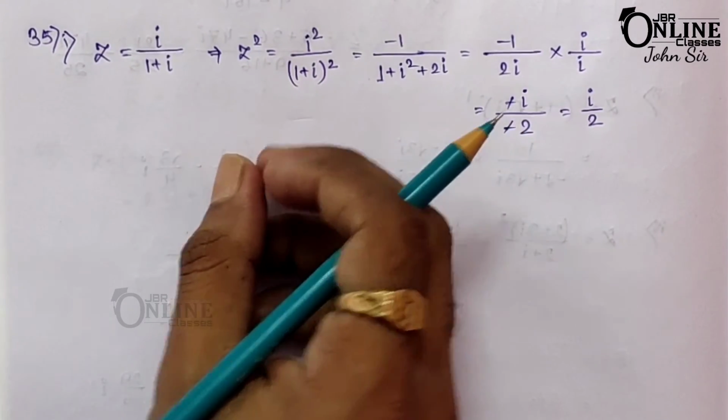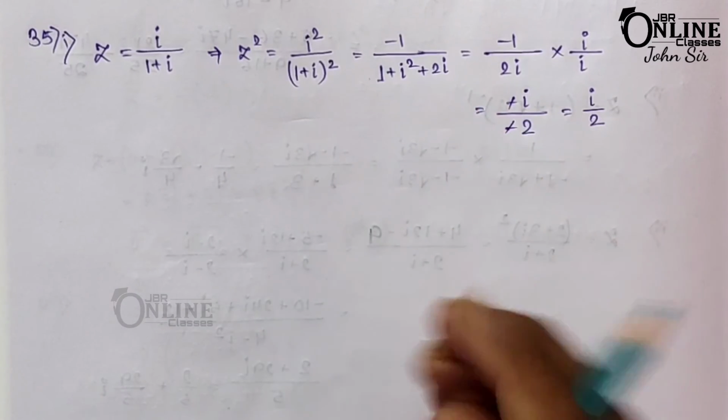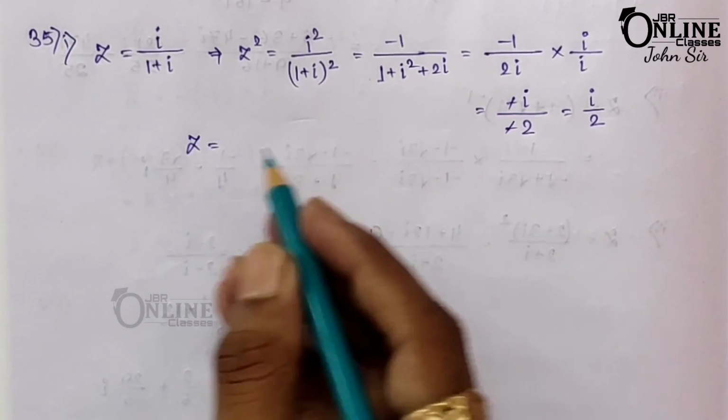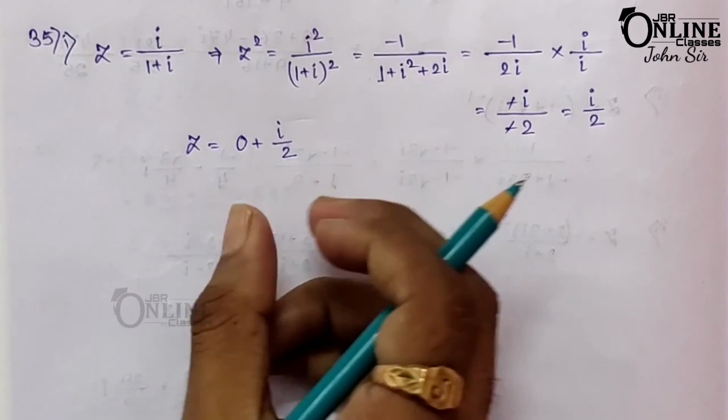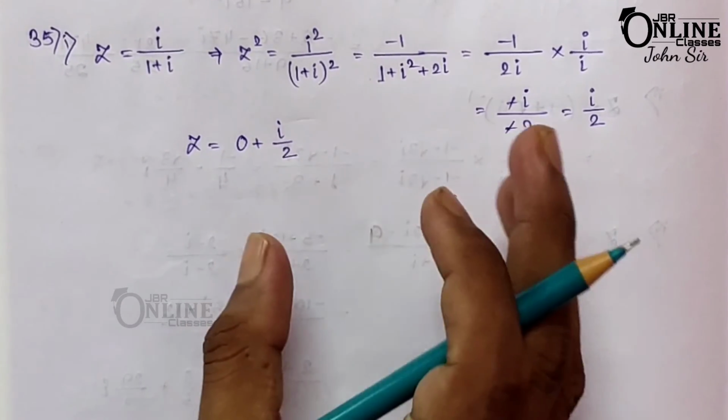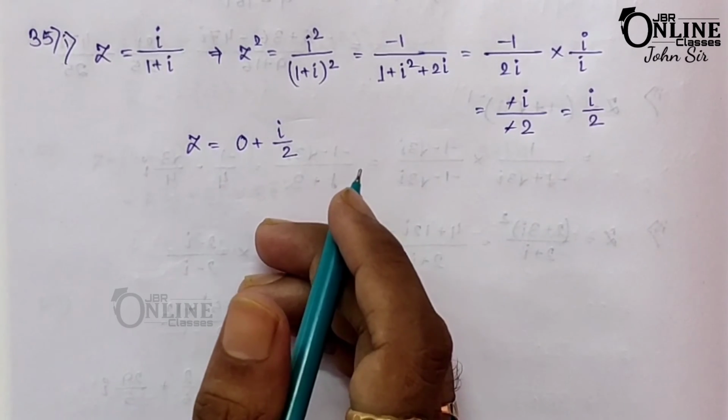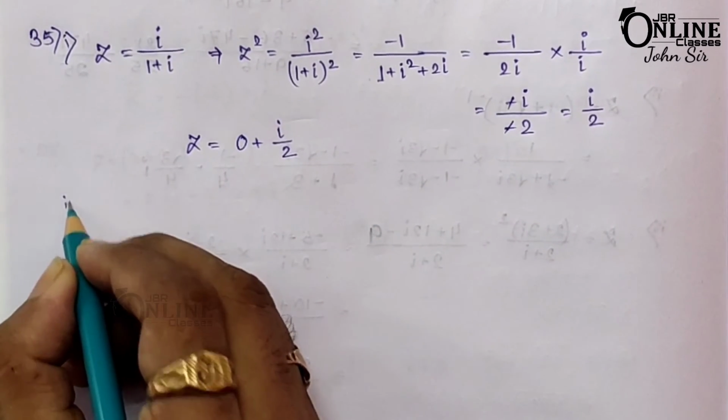Now as you have to form this into x plus iy, so here z equal to 0 plus i by 2. Okay, z equal to 0 plus i by 2 is your answer. Now the next one, here 35(2).